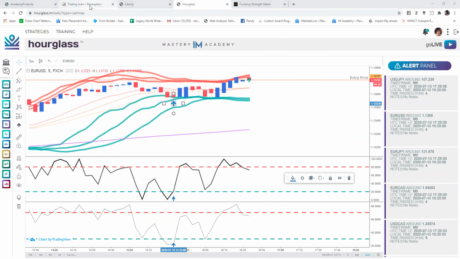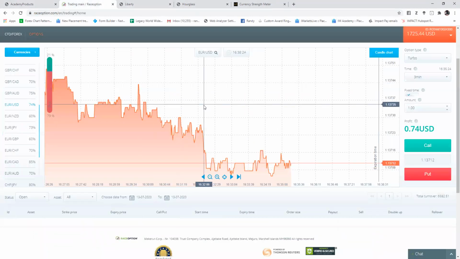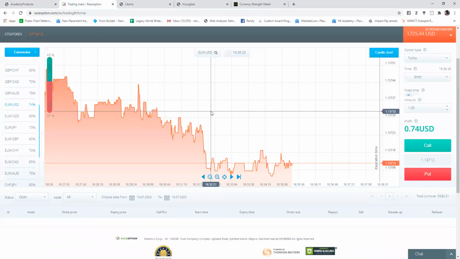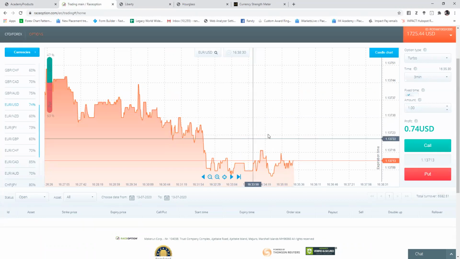Okay, you can choose any broker that you like. So we have a system in place where whether you use Race Options, whether you decide to use Bid, Forex, whatever you decide to do, make sure you do your research, understand the spread. So right now we're using Race Options.